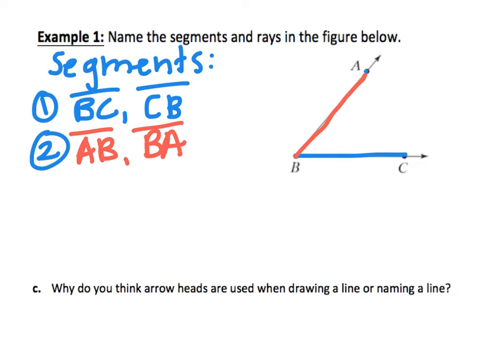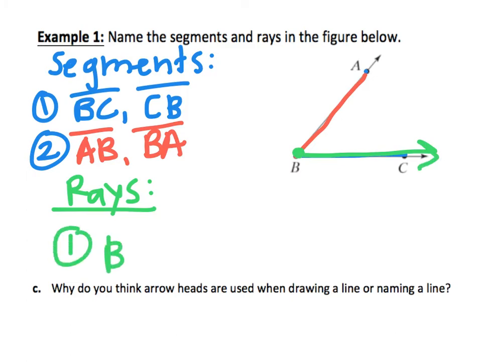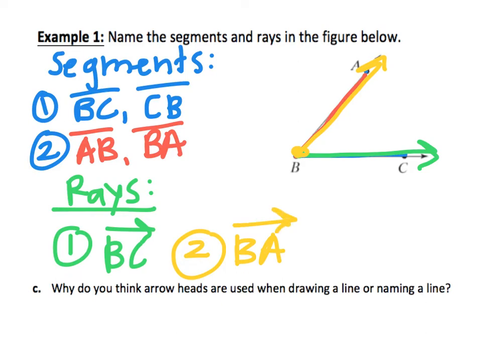Now if I want to name rays, the only thing that changes is that there's a specific order I can name them in. If I'm calling something a ray, we have to begin with our endpoint. For both of our rays, it's going to be B, because in this ray, it goes on forever in that direction. So my first ray would be BC. Remember, you need a line on top with one arrow. My second one would also have to use that endpoint, and then it would go on forever in this direction. So we would call that one BA. And that's your first example.